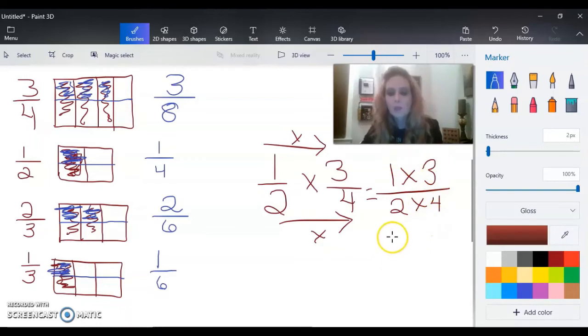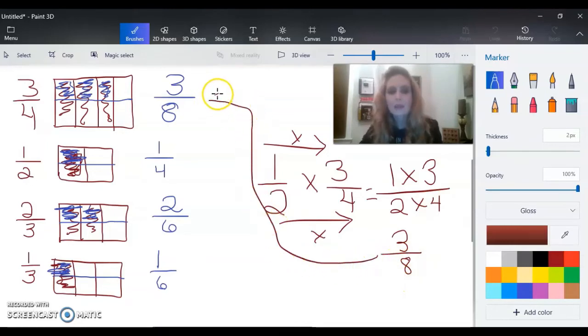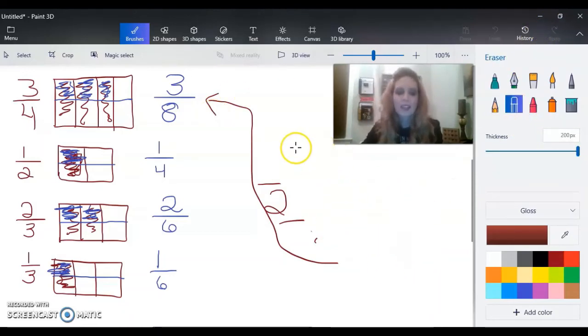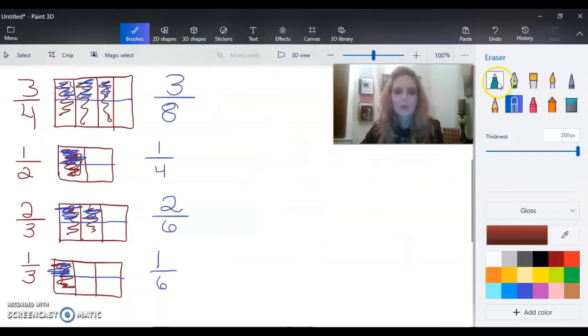Okay, 1 times 3 would be 3. 2 times 4 would be 8. Is it the same thing we got up here? Yes, it is. Boom. Isn't that so much easier? Awesome.